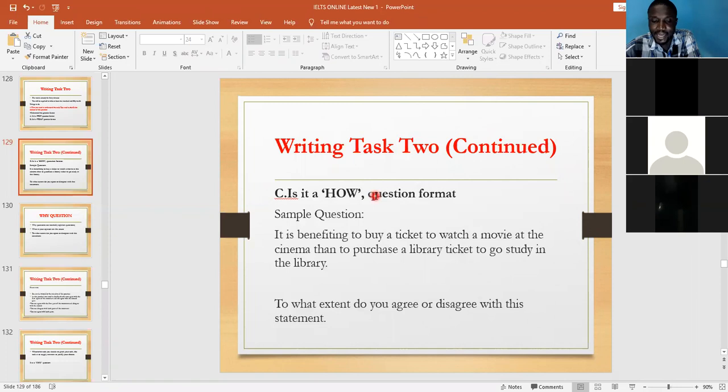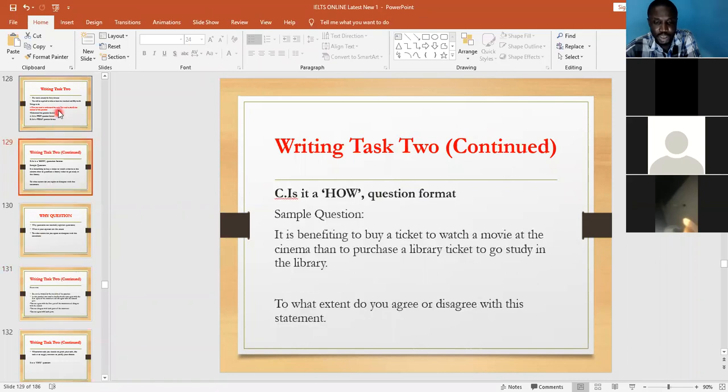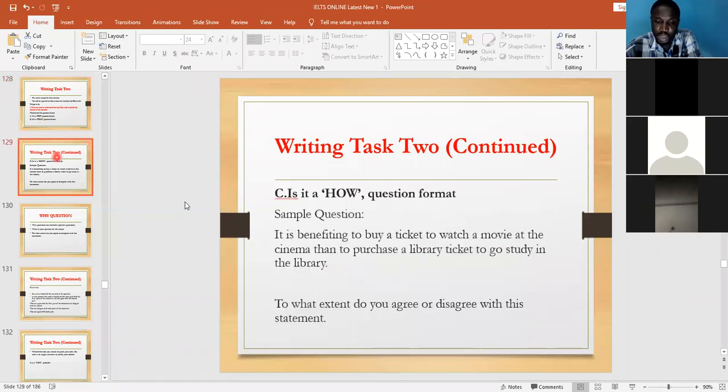I said any question that asks you to determine your position and justify the position is often a what question. A typical case is the question below. It is benefiting to buy ticket to watch a movie at the cinema than to purchase a library ticket to go study in the library. Say, to what extent do you agree or disagree with this statement?